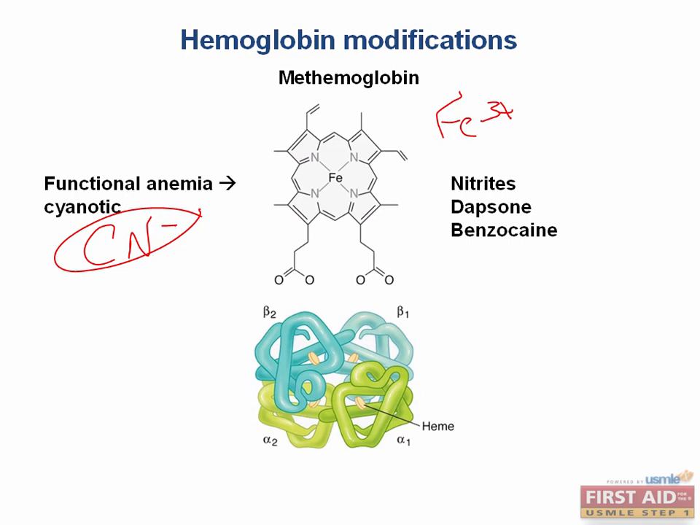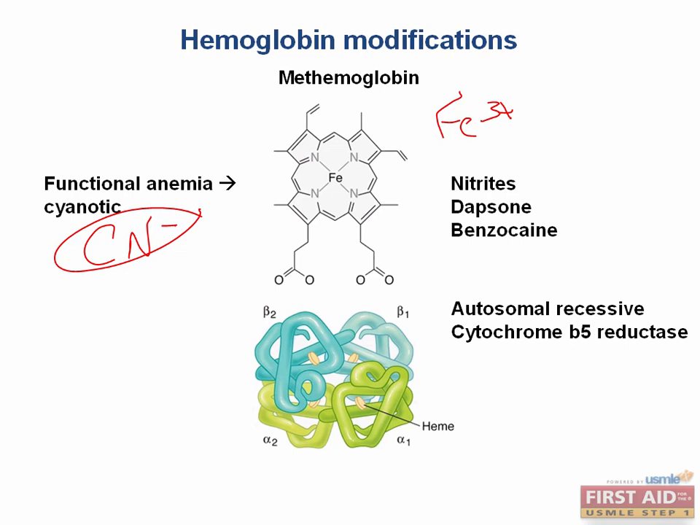Methemoglobinemia can also be an inherited disorder. The most common inherited form is autosomal recessive. Do you know what enzyme is deficient in this disorder? Correct, cytochrome B5 reductase. This enzyme converts methemoglobin to hemoglobin.